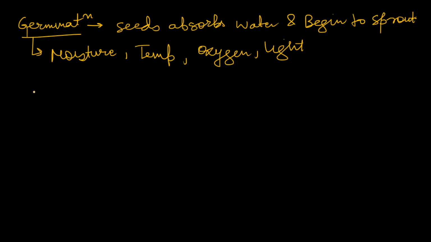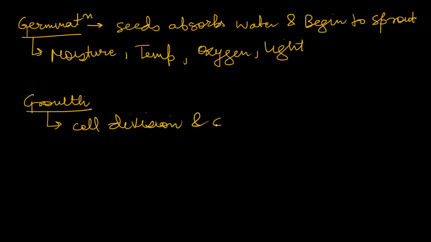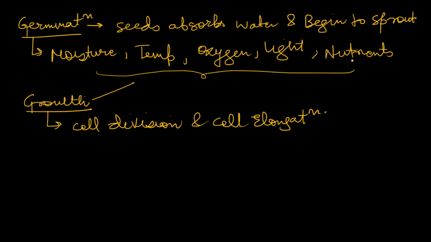After germination, we can discuss the growth process a little bit. So what is the growth process? It is nothing but the process of cell division and cell elongation. Again, here the factors such as light, water, nutrients, temperature are similar factors which are required for growth also.